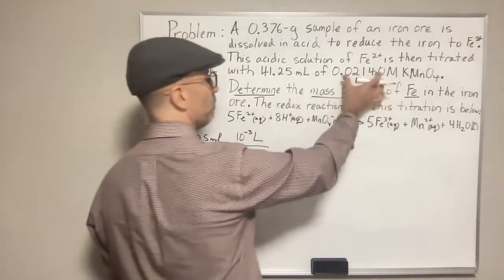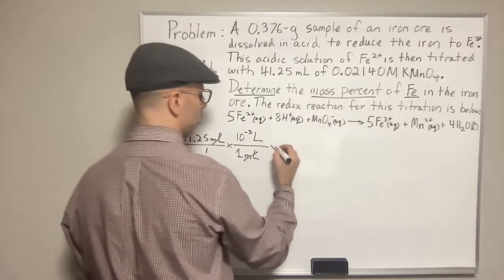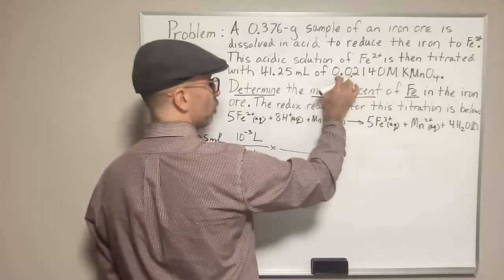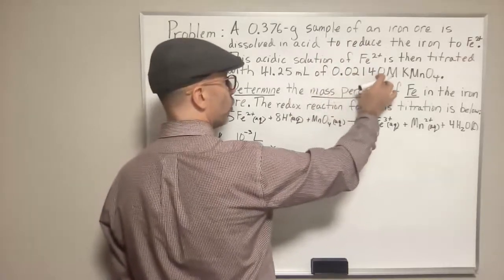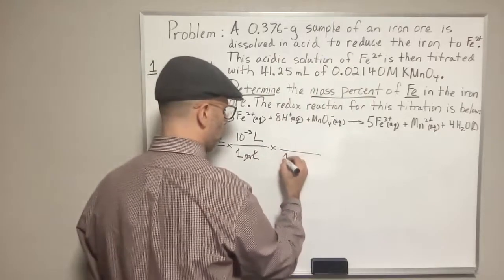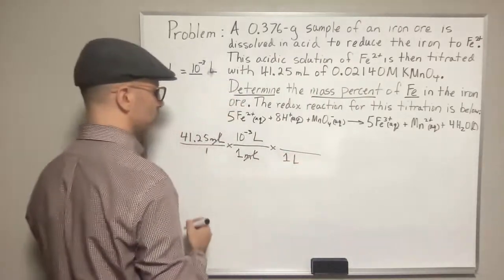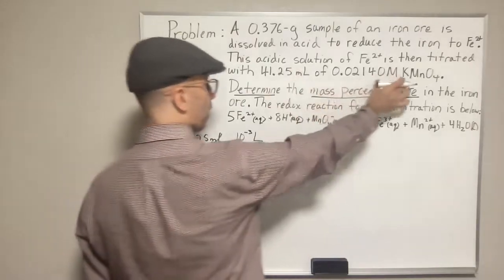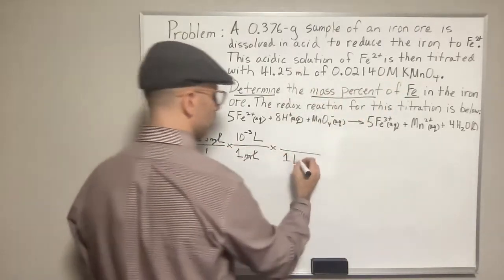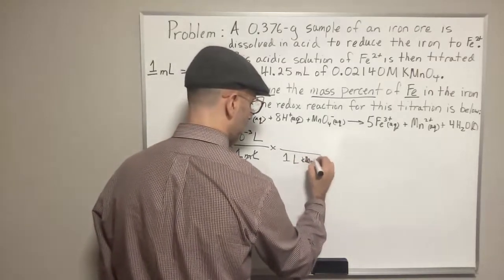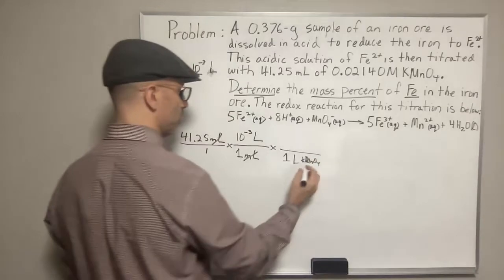Now I can use the molarity as a conversion factor. This means that you have 0.02140 moles per 1 liter. So I'm going to put 1 liter on the bottom. This is going to be liters of your KMnO4 solution.